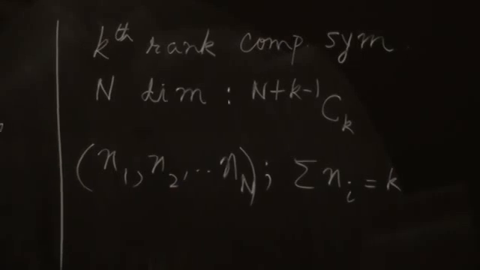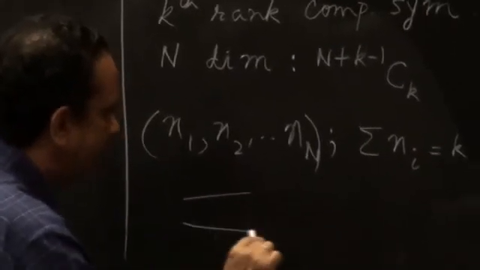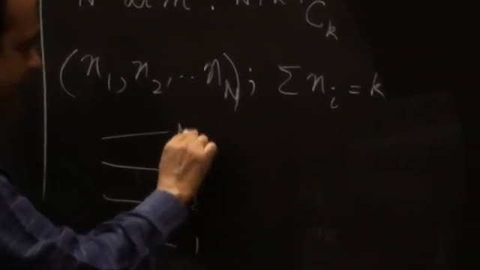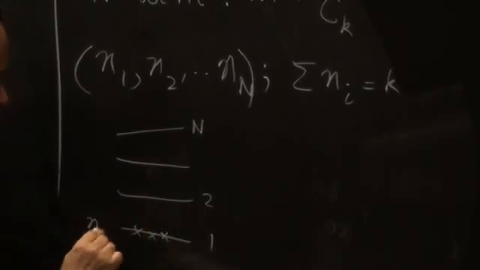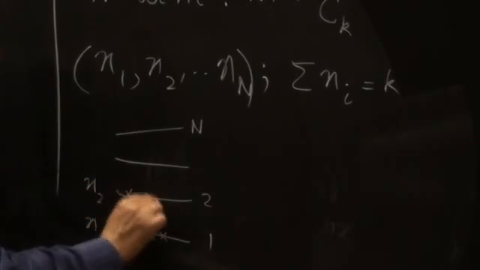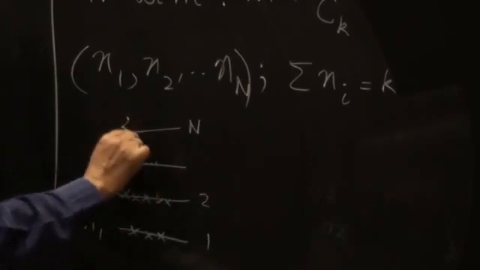That maps to another problem which I am sure you have done in statistical mechanics. If you think of n levels, this is 1, 2, n levels. Now, in the first level, you put n1 balls. This is n1 objects here. In the second level, you put n2 objects. So you have a total of k objects and you want to put them like this. How many different ways can you do that? This is just a partitioning problem.